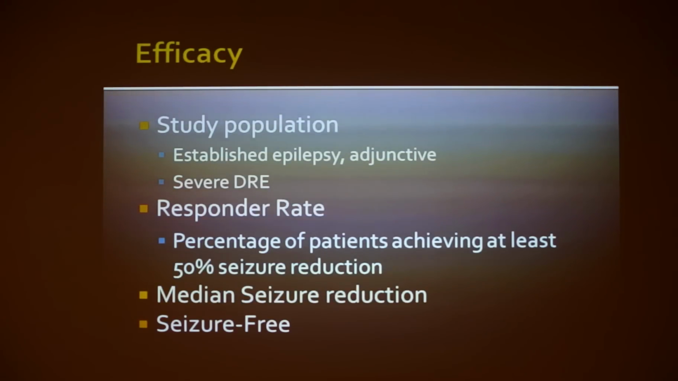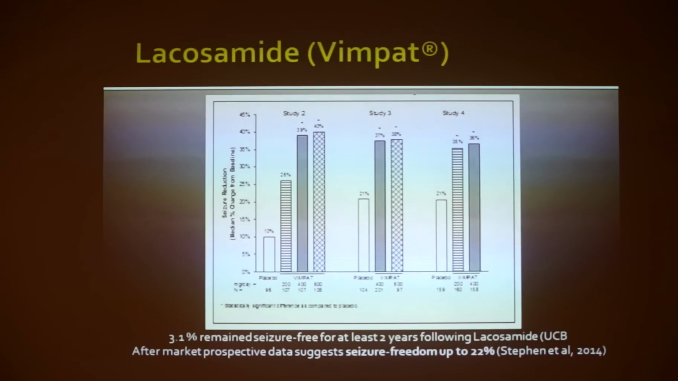First is responder rate, and that is typically the percentage of patients that achieve at least a 50% reduction in seizures. The second is median seizure reduction, and finally seizure freedom. For patients with established epilepsy, already on 1 or 2 drugs, they really are focused on seizure freedom or a significant seizure reduction, at least 70%, whereas in patients with severe drug-resistant epilepsy, a responder rate of greater than 50% for patients that are having generalized tonic-clonic seizures every day may end up being meaningful from a clinical standpoint. So I'll just show you some of the data for these newer medications.